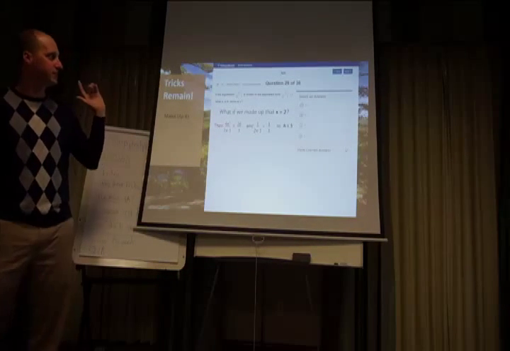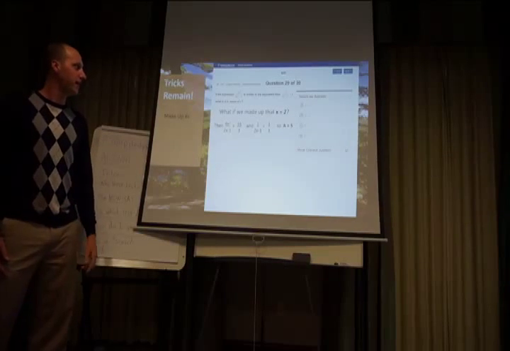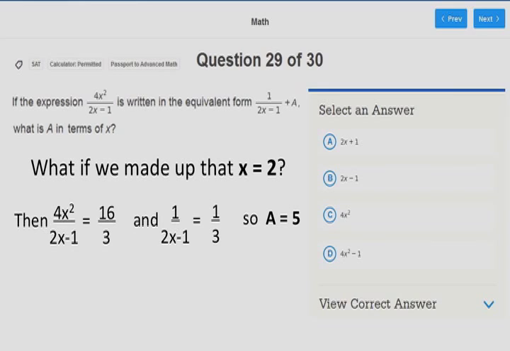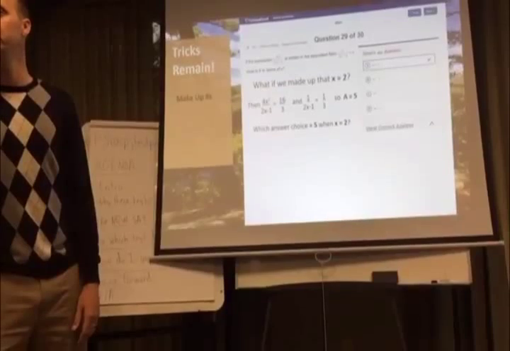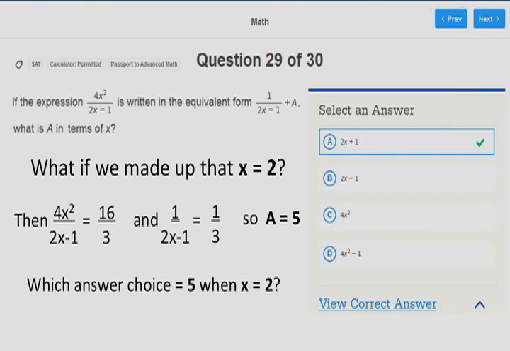So all I'm saying is if the x was 2, then the answer had better come out to be 5. So all we have to do is figure out which answer equals 5 when x is 2. You guys see any of them that would be 5 if x was 2? A would. And A is the only one. So A is the answer.